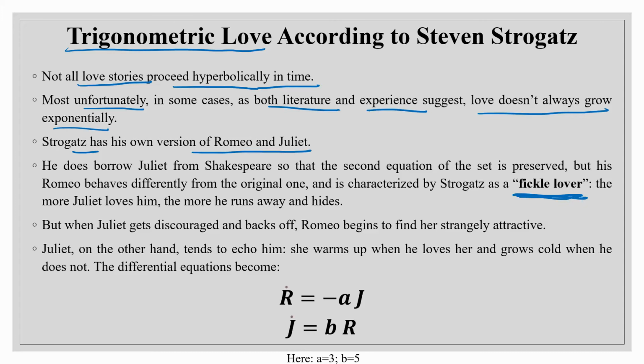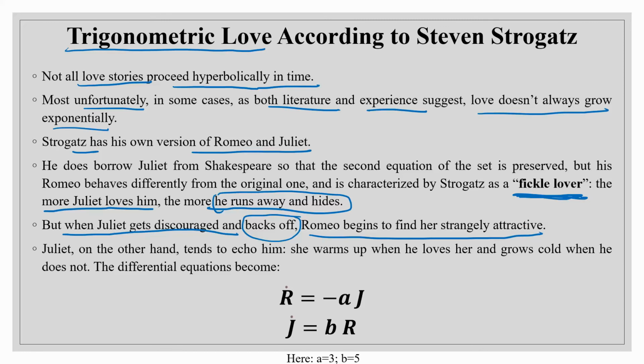So what is this fickle lover? This means that the more Juliet loves him, the more he runs away and hides. But when Juliet gets discouraged and backs off due to this behavior, Romeo begins to find her strangely attractive. So that's why he is called a fickle lover. On the other hand, if we talk about Juliet's feeling, she warms up when he loves her and she grows cold when he does not.